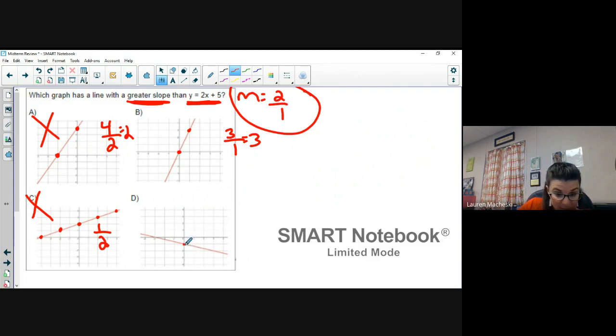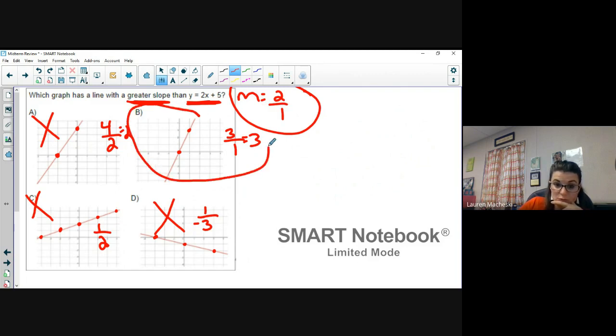This one, here's a point, and maybe here's a point. So I'm going to start at the middle point. I'm going to go up 1 and left, which is negative 1, 2, 3. Well, that certainly is not greater than 2. So B is my option.